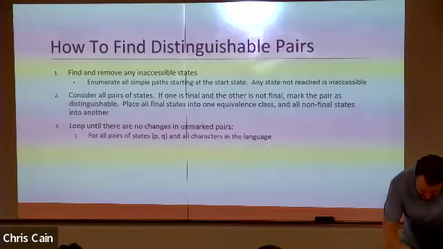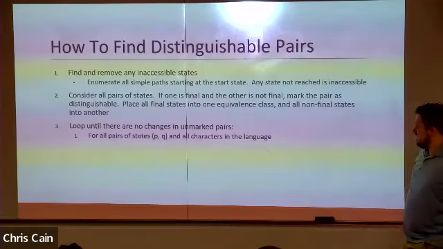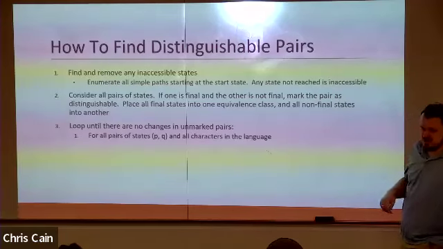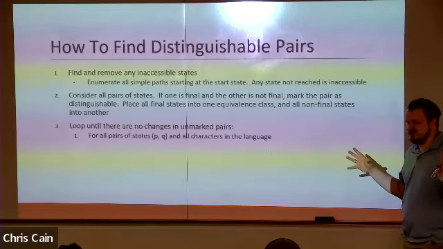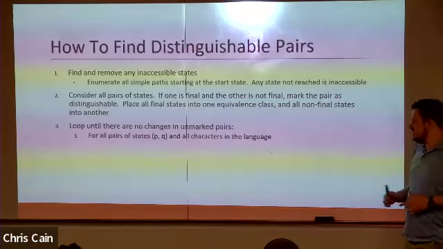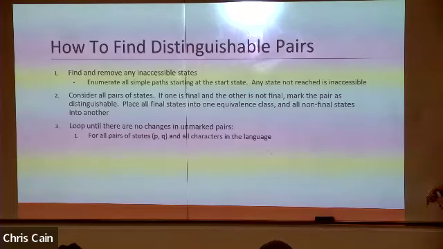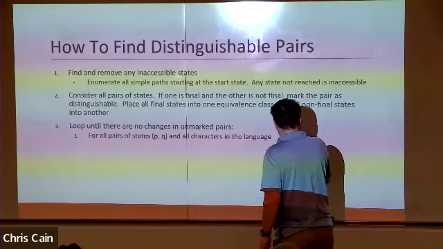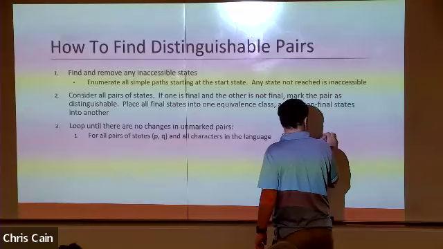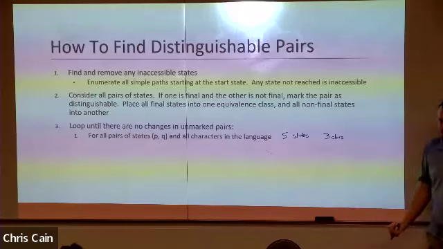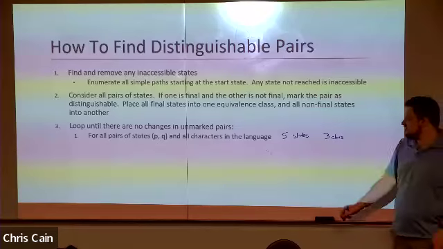So what did that process look like? For all pairs of states and all characters in the language. So there's quite a few of these here. We're going to be looking at every possible pair across every possible character. To give you an idea of how much work this is, let's say we have 5 states and 3 characters in the language. How much work is this at most? First of all, how many pairs of states are there?